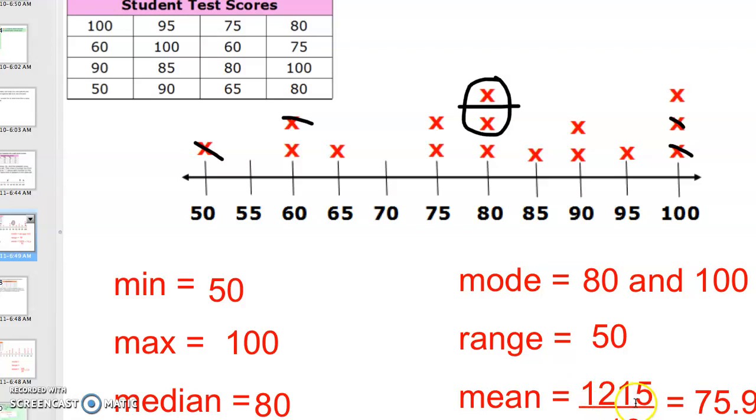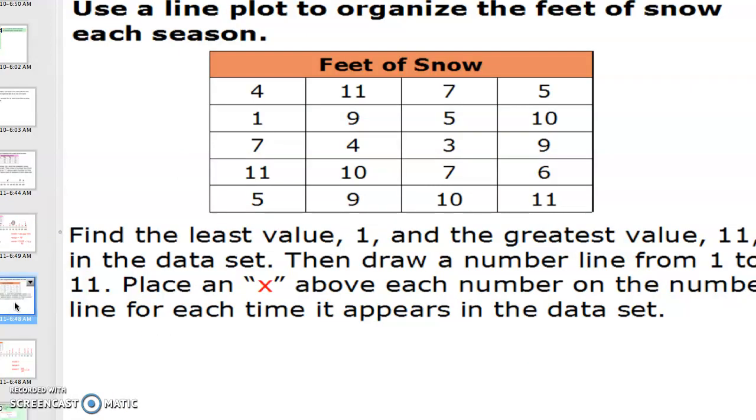So I have 1,215 divided by 16. Your mean or average is 75.9. So the average for all the students on this test was a 75.9%. Okay? So that's line plot. I'll show you one more.